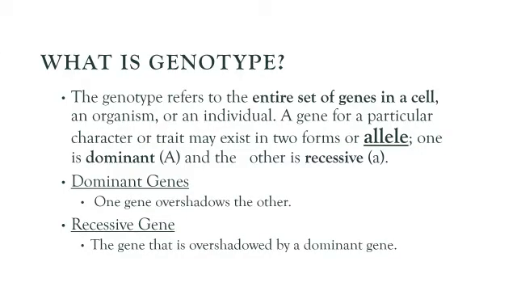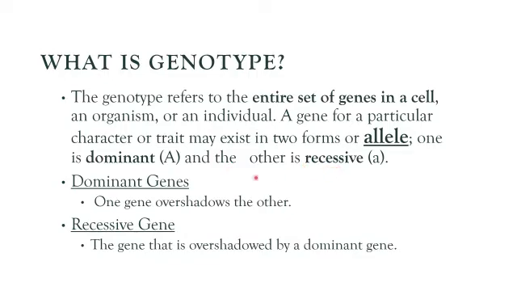What is genotype? The genotype refers to the entire set of genes in a cell of an organism or an individual. A gene for a particular character or trait may exist in two forms or alleles. One is dominant and the other is recessive. So a gene is composed of two alleles, from which one of the alleles is dominant and the other allele is recessive.